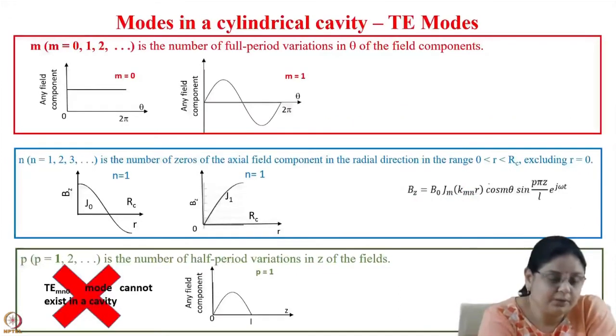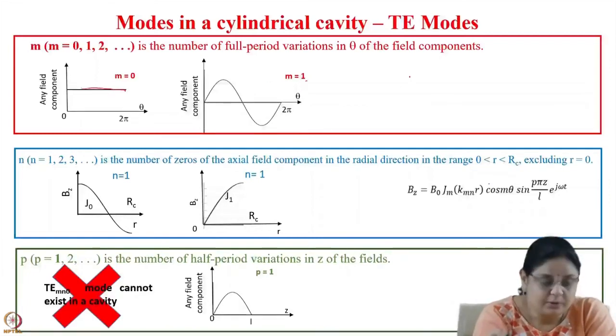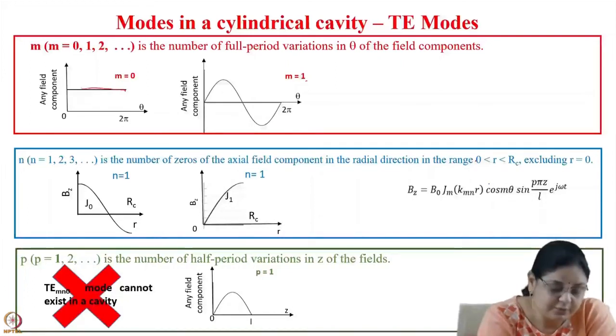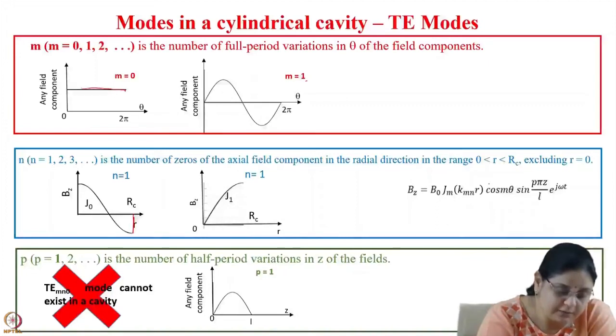So here M is equal to 0, 1, 2. It is the number of full period variations in theta of the field component. So M is equal to 0 means any field component you take, no variation in the theta direction. M is equal to 1 means 1 full period variation and so on. N takes value 1, 2, 3, and so on. It is the number of zeros of the actual field component in the radial direction. So here, as I was saying, BZ will not be 0 at R is equal to RC. It will have a finite value at R is equal to RC.